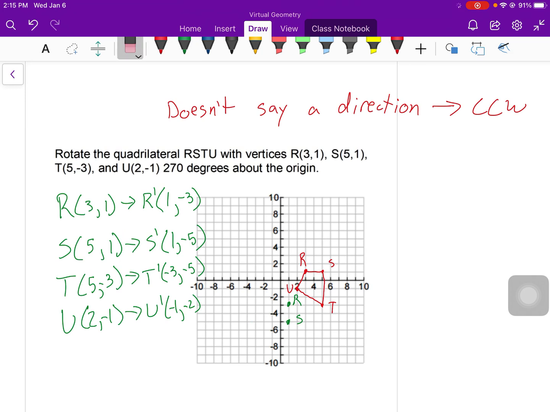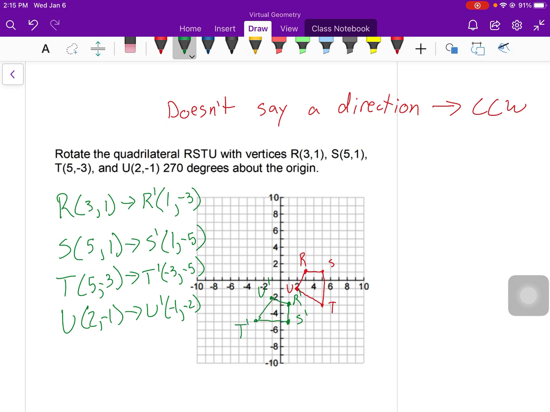Oops, put that in the wrong spot. And -1, -2 for U. But these are all prime, so make sure you put the prime by them and then connect the dots. R went to S, so R prime goes to S prime. It's the same thing right there. Now, I messed up where I put T because I got distracted by my dog trying to flip my computer. So I'm going to fix that real quick. I went to -5, -5. Should have gone left 3, down 5.